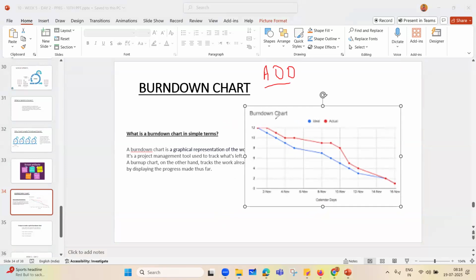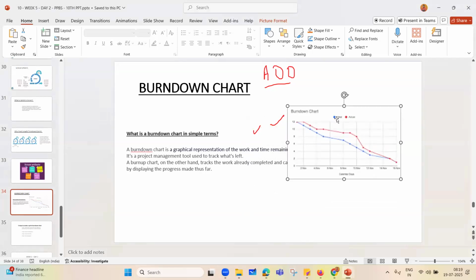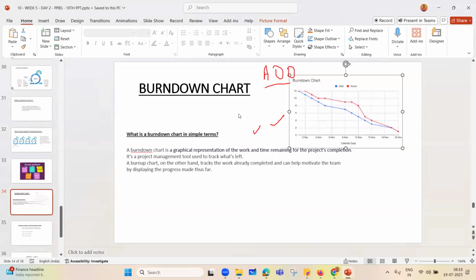But the whole idea is that burn down chart or burn up chart representation requires certain inputs. What are those inputs that we need to decide well in advance? These red line and blue line that you are looking at, what exactly they are presenting, you also need to understand very importantly. Before we continue, let's understand the simple burn down chart, and what exactly burn down means.